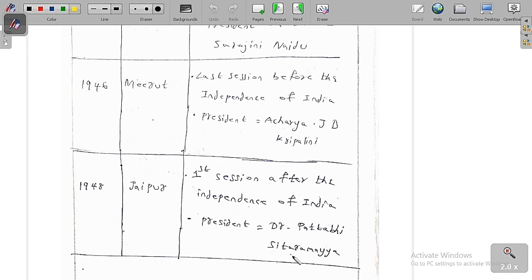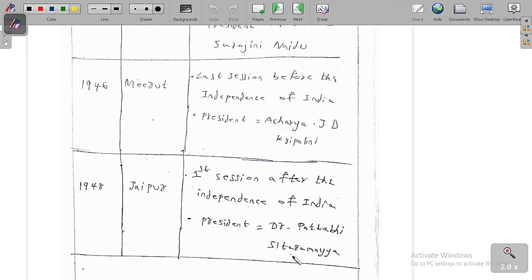Let me discuss some of the different meetings of INC and their locations and facts. In 1887, it was held in Madras. At that time, Badruddin Tyabji was the first Muslim president of the INC. In 1888, the meeting was held in Bombay. At that time, George Yule was the first English president of the INC. In 1907, it was held in Surat. At that time, the president was Rash Behari Ghosh.